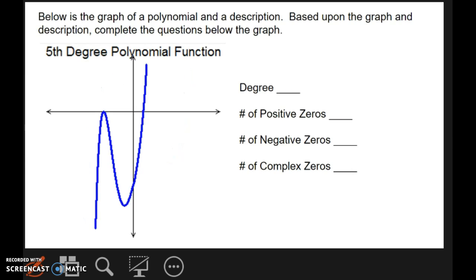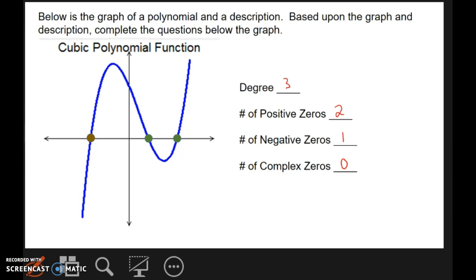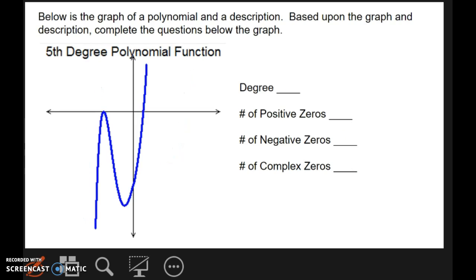In this 5th degree polynomial, first thing I'm noticing is I'm not seeing it cross 5 times. On the previous one, we saw it cross 3 times, once, twice, third. That was a degree of 3. I would expect from a graph of a 5th degree polynomial to have it cross 5 times, and I'm not seeing that happen. So first things first, degree is definitely 5. My positive zeros, I've got only 1. And my negative 0, this is where it gets a little bit strange. I've got 1, but it doesn't cross over.